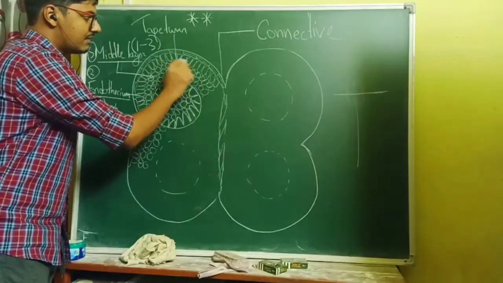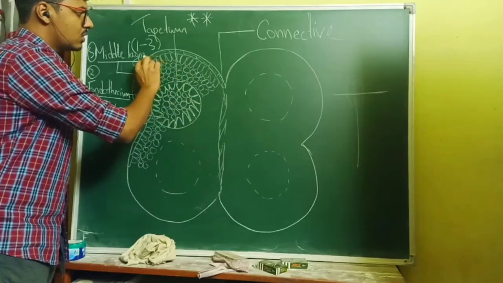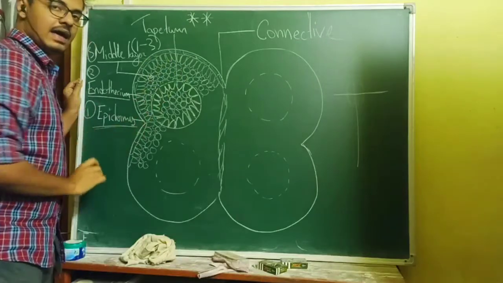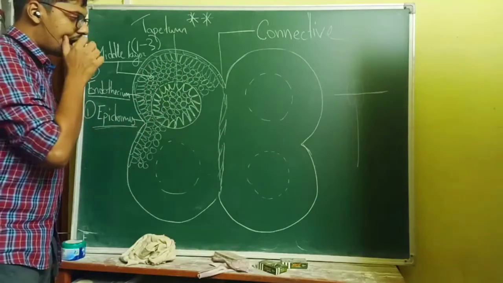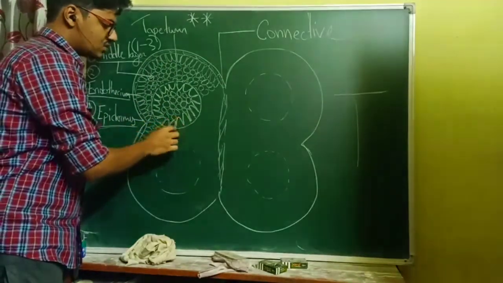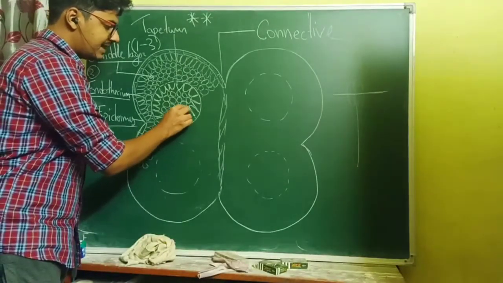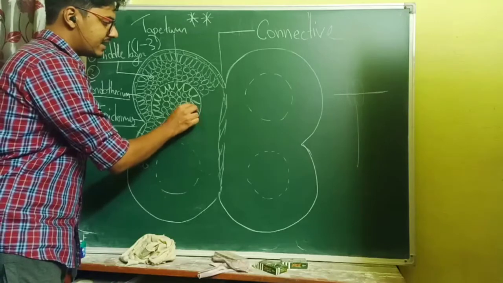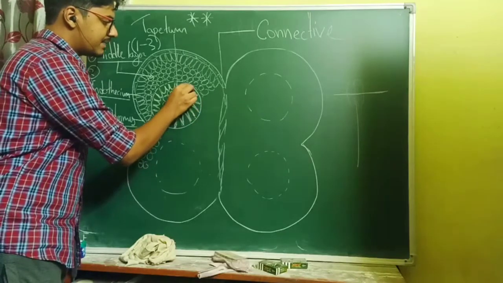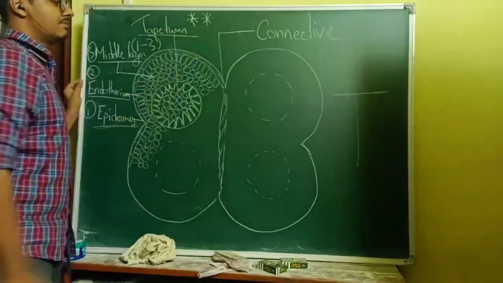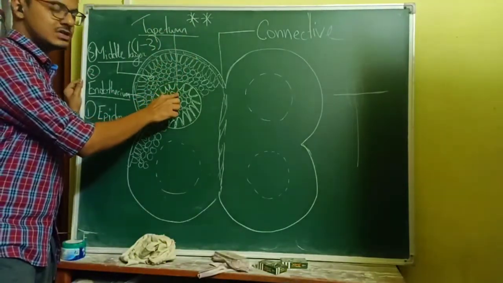Before this we have endothelium, and before this we have epidermis, right? Next, what layer are we seeing? We are seeing a layer of pyramid shaped cells, a little bit elongated. This layer is called tapetum. This is the most special layer.